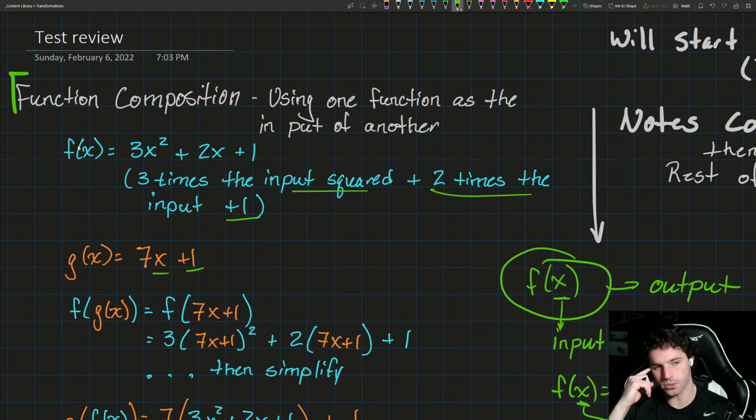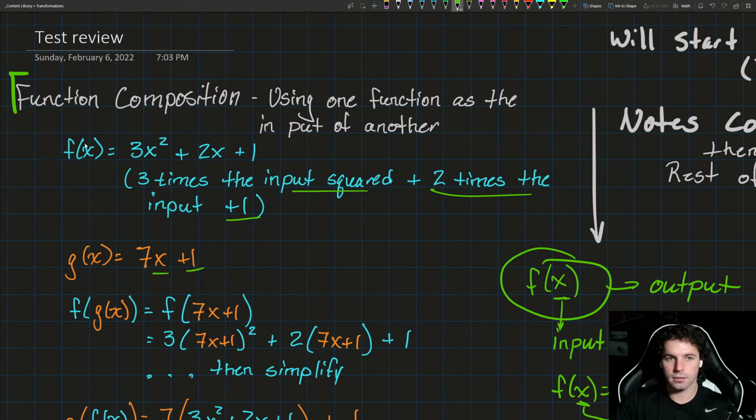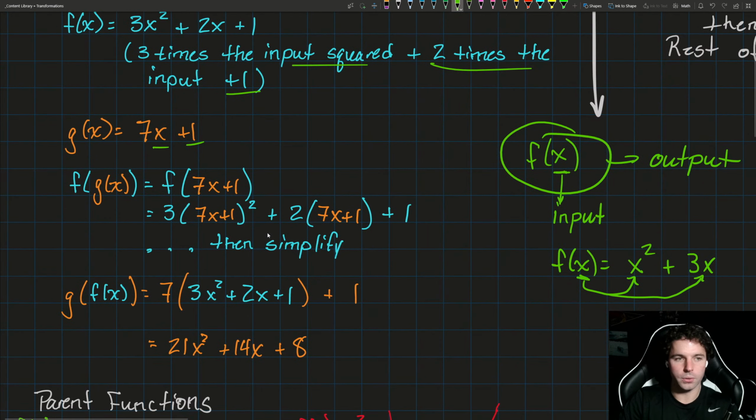Okay, and we're going to compose those. First, we're going to find f of g of x, which is this guy right here. And then we're going to find g of f of x, which is this second one.